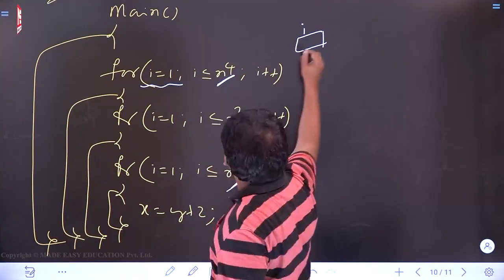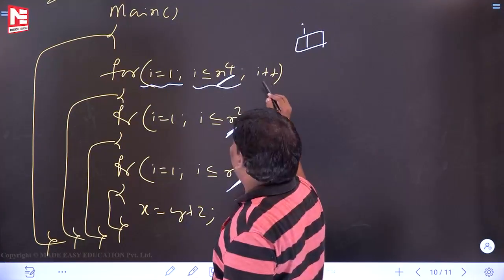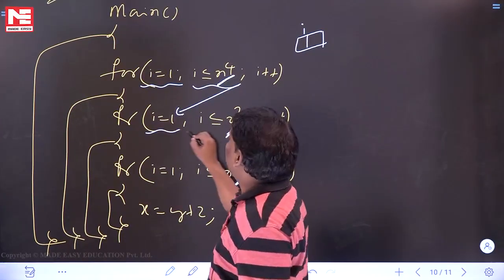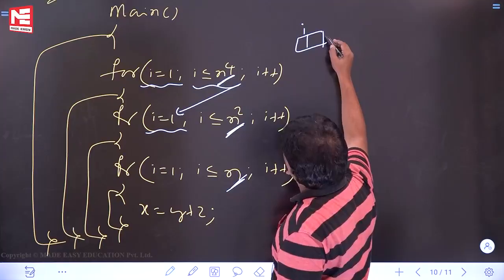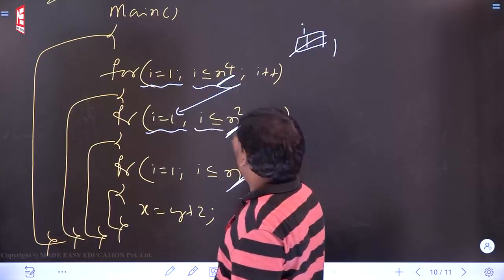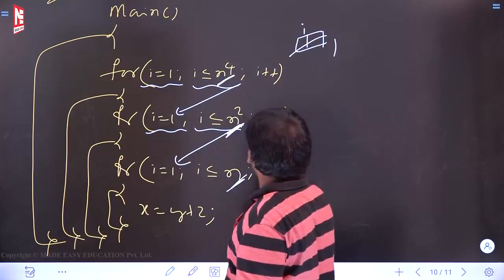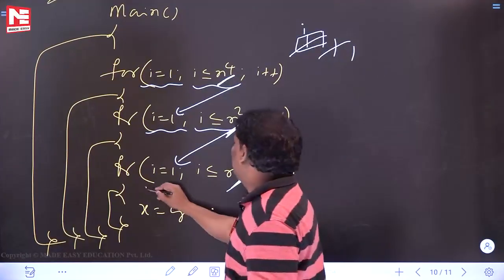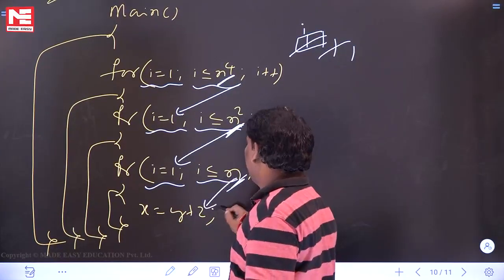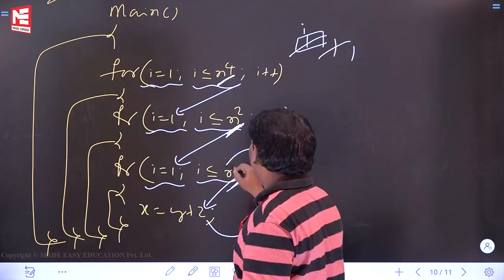I is equal to 1. 1 less than or equal to n power 4, true. Then come here. I is equal to 1. Then what is the answer? Same. Next one. 1 less than or equal to n square, true. Then I is equal to 1. This is also true. Then this statement will execute. How many times? N times.